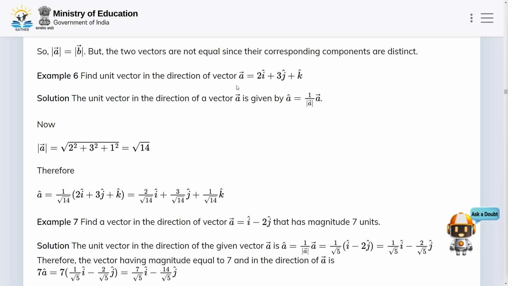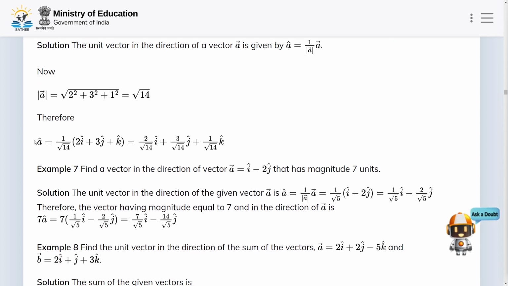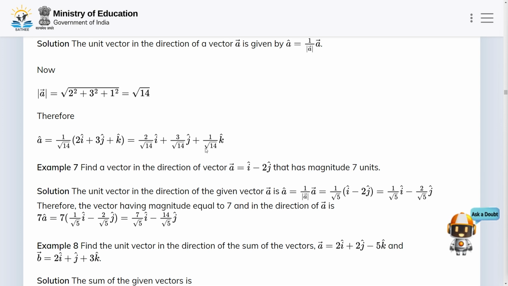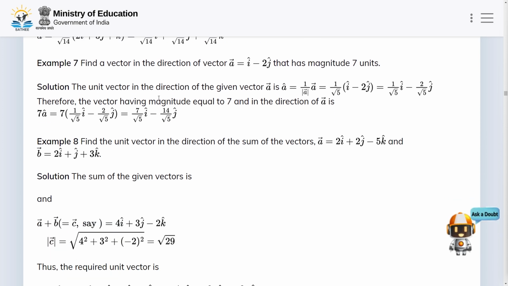So you have to find the unit vector. You all know how we are going to find the unit vector. First of all, we need to find the magnitude. So the magnitude will be root of 2 square plus 3 square plus 1 square. This means root 14. Now divide your A vector by root 14. You will get your unit vector, represented by A hat. A hat will be 2 divided by root 14 i hat plus 3 divided by root 14 j hat plus 1 divided by root 14 k hat. Okay. Clear?